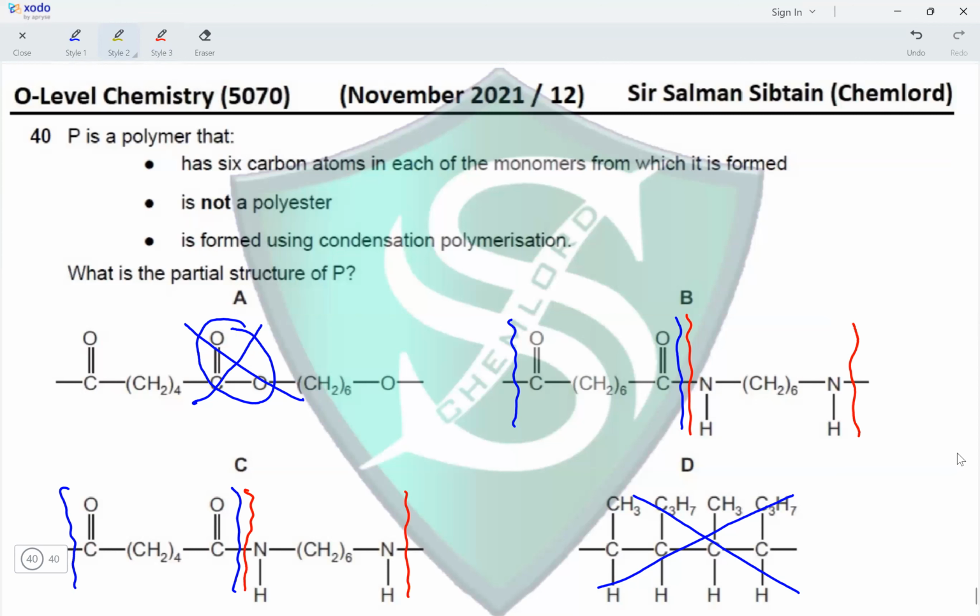So in this, we have got 6 carbon atoms already. So this is the 7th and this is the 8th. So there are 8 carbon atoms present in one of the monomers, and it says has 6 carbon atoms in each of the monomers. Because of this reason, option B is incorrect. This makes option C correct, but we will calculate the number of carbon atoms in the monomers. So in the blue one, we've got 4 in the center and 2 on the side. So 6 carbon atoms. And in the red one, we've got 6 carbon atoms in the center, which makes this the correct answer for this question.